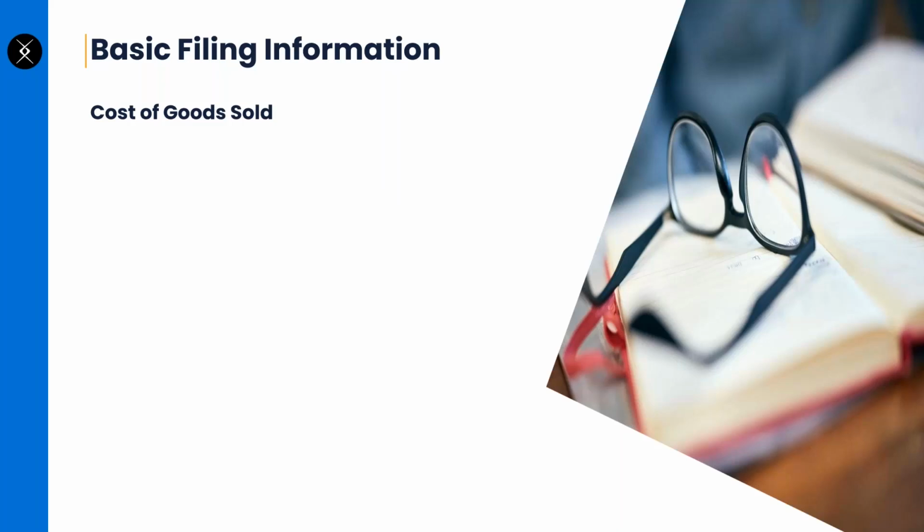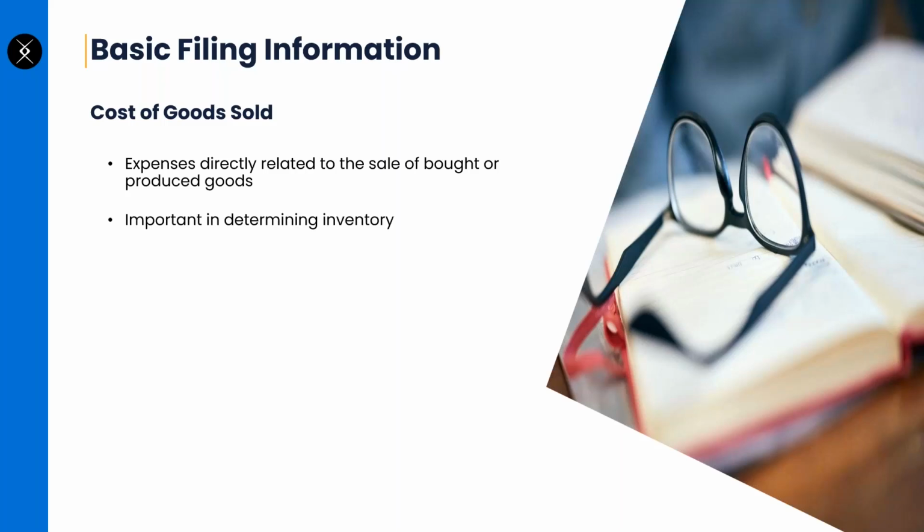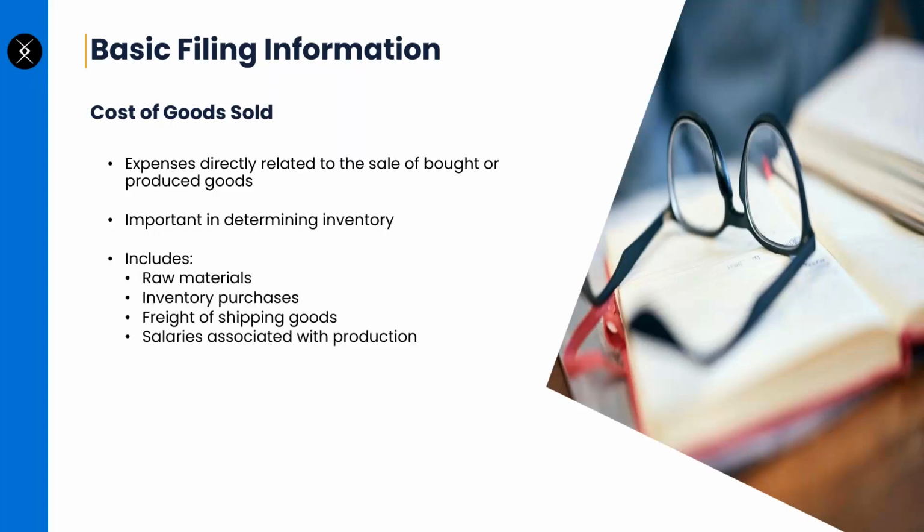Cost of goods sold. These are expenses directly related to the sale of bought or purchased goods. They're important in determining the inventory for the corporation, which can include raw materials, inventory purchases, shipping goods, and salaries associated with production.